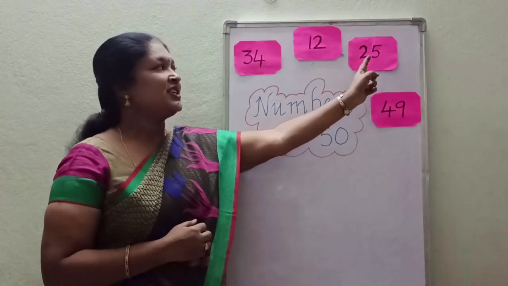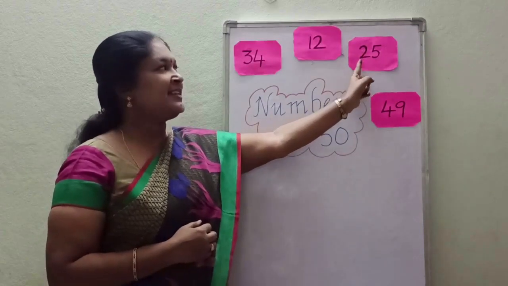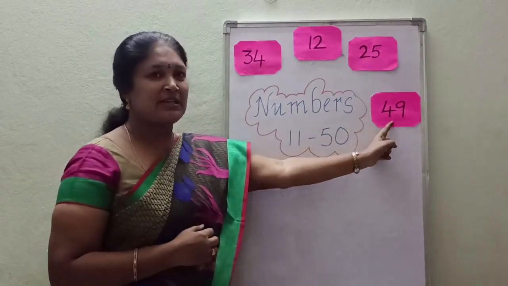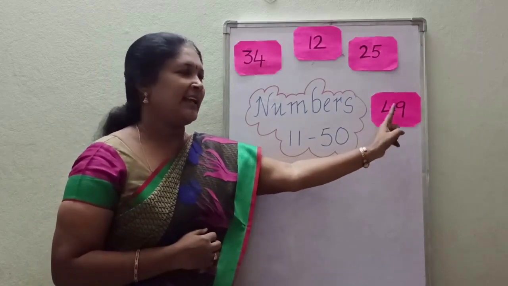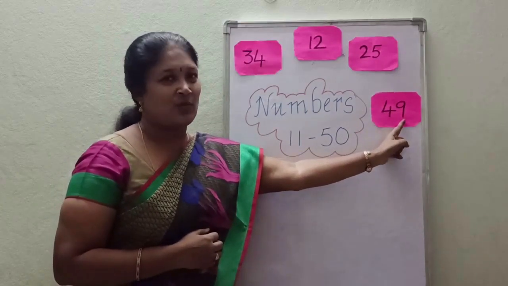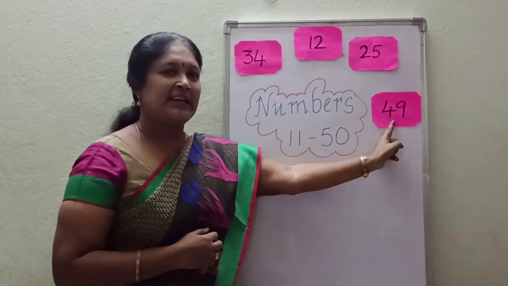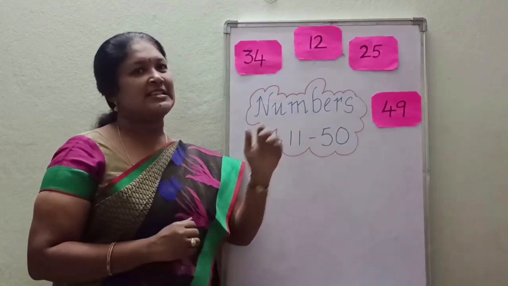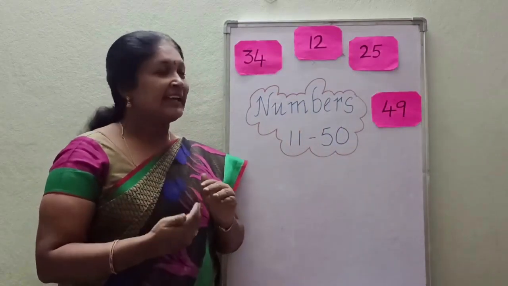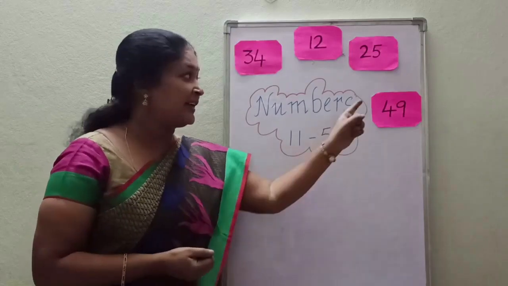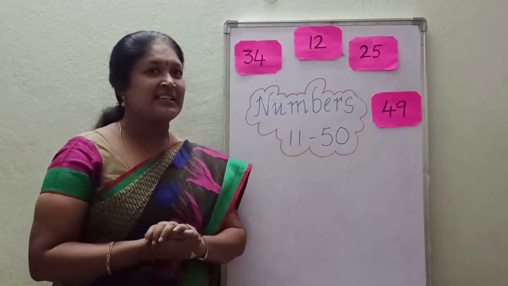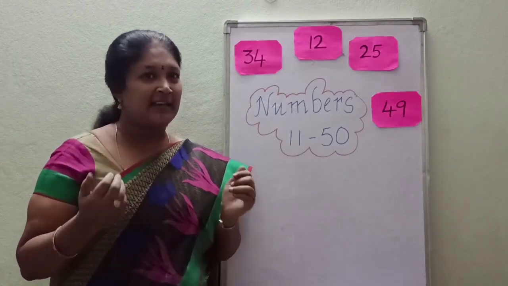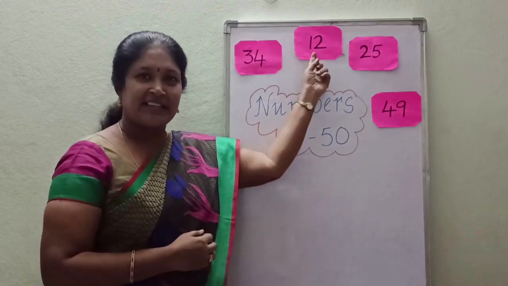Very good. Now tell me, children, identify this number. Yes, it is 25. 2 tens, 5 ones. That is 25. And what is this number, children? 49. 4 tens, 9 ones. That is 49. 49, after which number will come? 50 will come. 49, before which number will come? 48 will come. What is the spelling of 49? F-O-R-T-Y, 40. N-I-N-E, 9. 49.